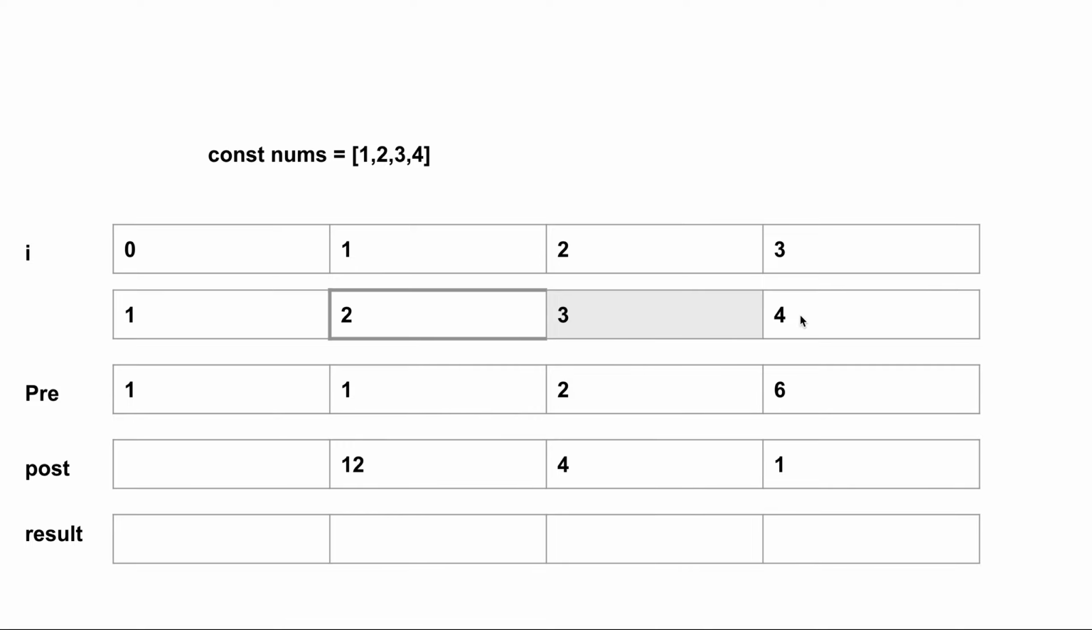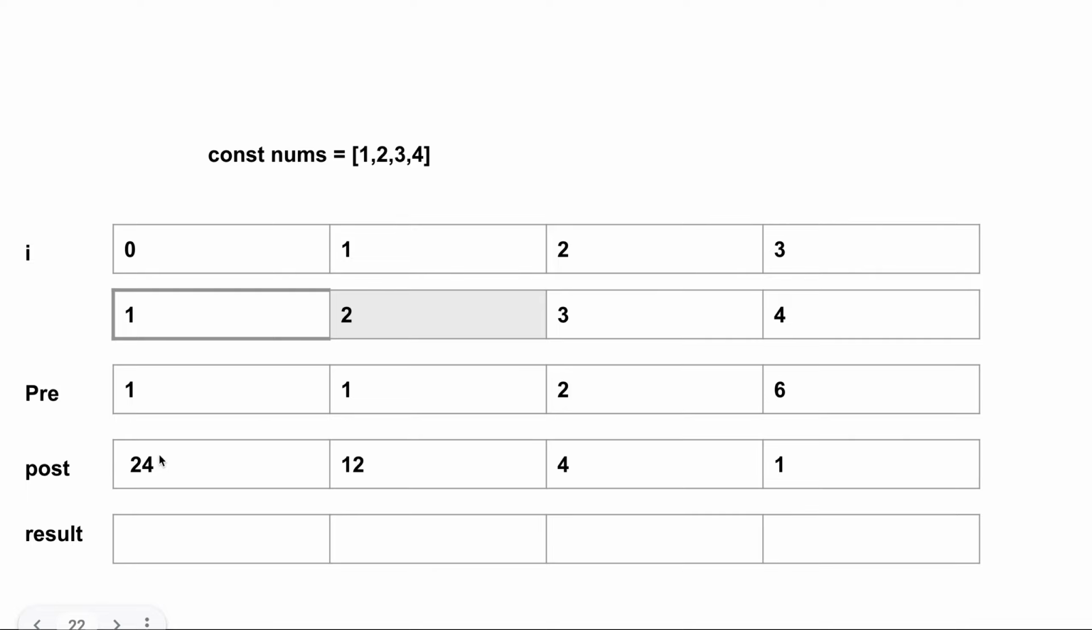It's 3 times 4, or you can also look at it as 3 times our last post value, which is 4, and that gives us 12. And finally, when we're at index 0, what is the product of everything that comes after this value? 2 times 3 times 4 gives us 24, right? Or we can look at it as the post value, which is 2, multiplied by 12, which was the most recent post product of everything, and that just gives us 24.